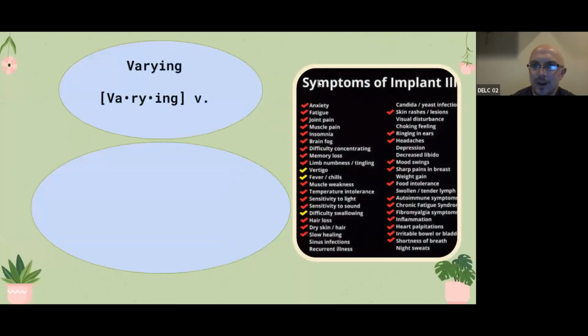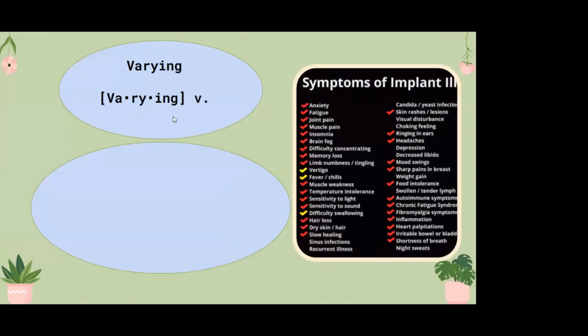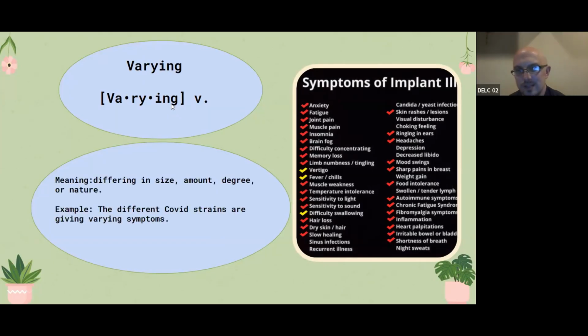And next is varying. Everyone, can we say varying? Varying. Very good. Varying means to change in size or change in amount or change in degree or change in nature. For example, we know about a new strain of COVID-19, and we know that each new strain is interesting because it has a new symptom or it will change in degrees.